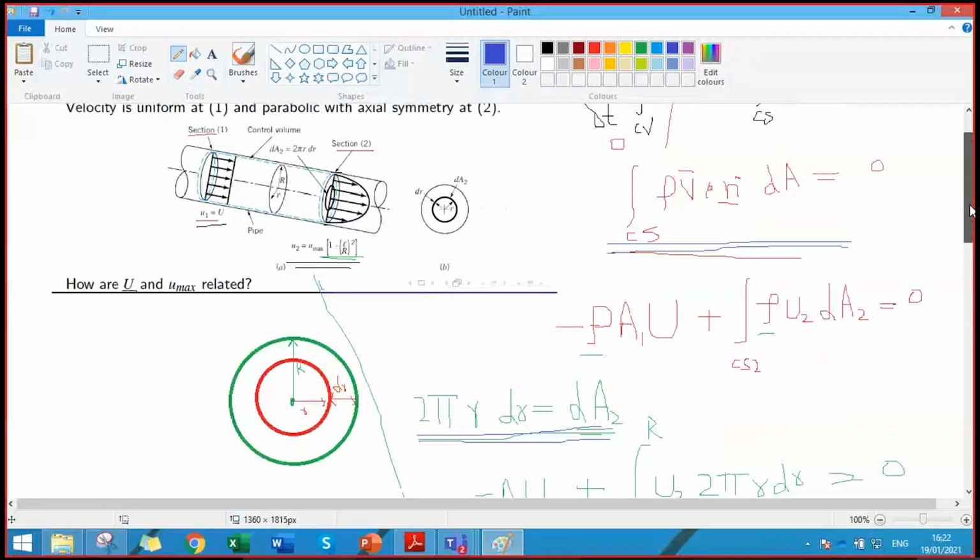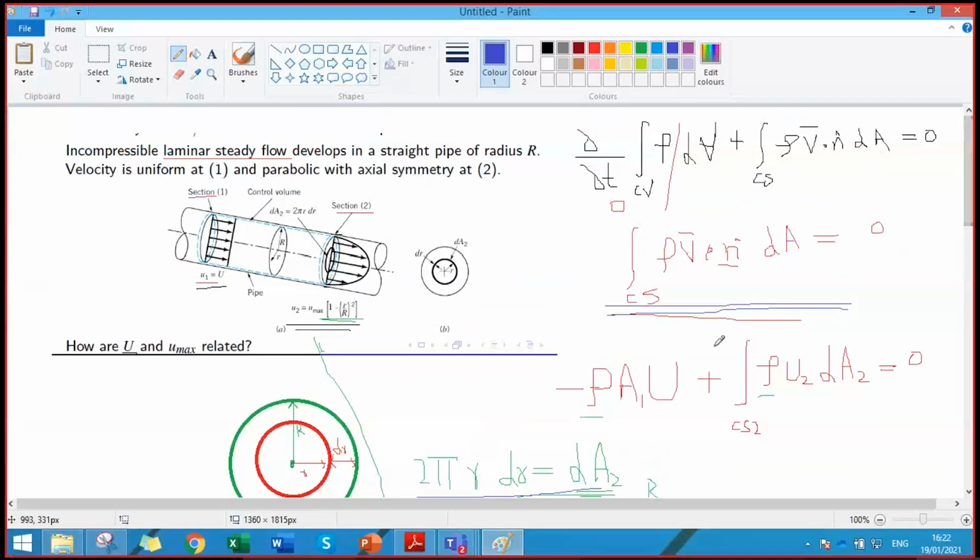Okay, I'll just summarize the problem for you. We're given a steady state laminar flow, and we are asked to relate the velocity at the inlet, that is this u, with the maximum velocity at the center of this outlet. We know the velocity at the center is maximum because of the no slip condition. At the surface, the flow is attached to the pipe, so the velocity becomes 0, and it is maximum at the center because the center line faces the minimum resistance.